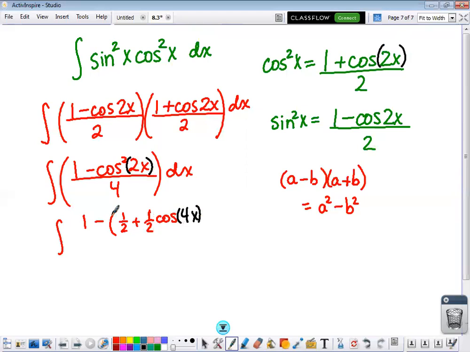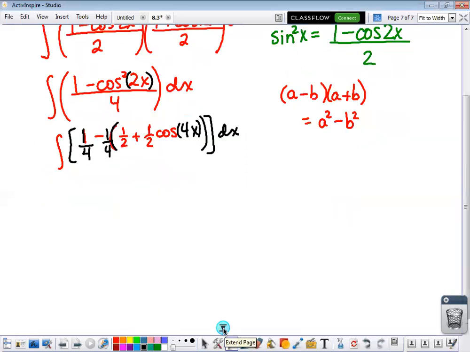Okay, that's kind of tricky. You have to watch out for that. All right, and then that's all over 4. Let's see, I think what I'm going to do is make that a 1/4 and then make that a 1/4 instead of putting it all over 4, because then I'd have a complex fraction. Okay, so now we can actually integrate it. I'm going to distribute, I believe, first. So let's make that 1/4 minus, so 1/4 times 1/2 is 1/8 minus 1/8 cosine of 4x.